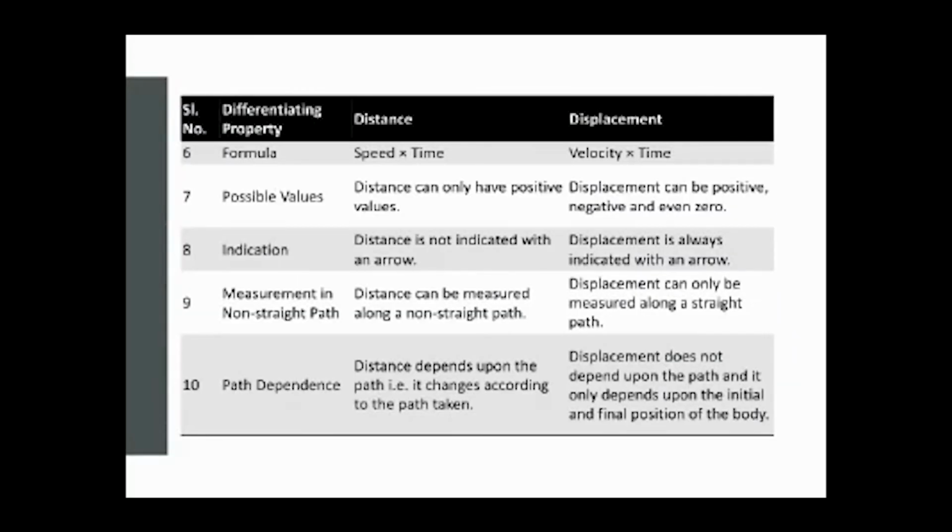Distance can be measured along a non-straight path, as you have already seen in the diagram that distance is the complete path. Whereas displacement can only be measured along a straight path. Dependency: distance depends upon the path, whereas displacement does not depend on the path, but on the initial and final position of the body.